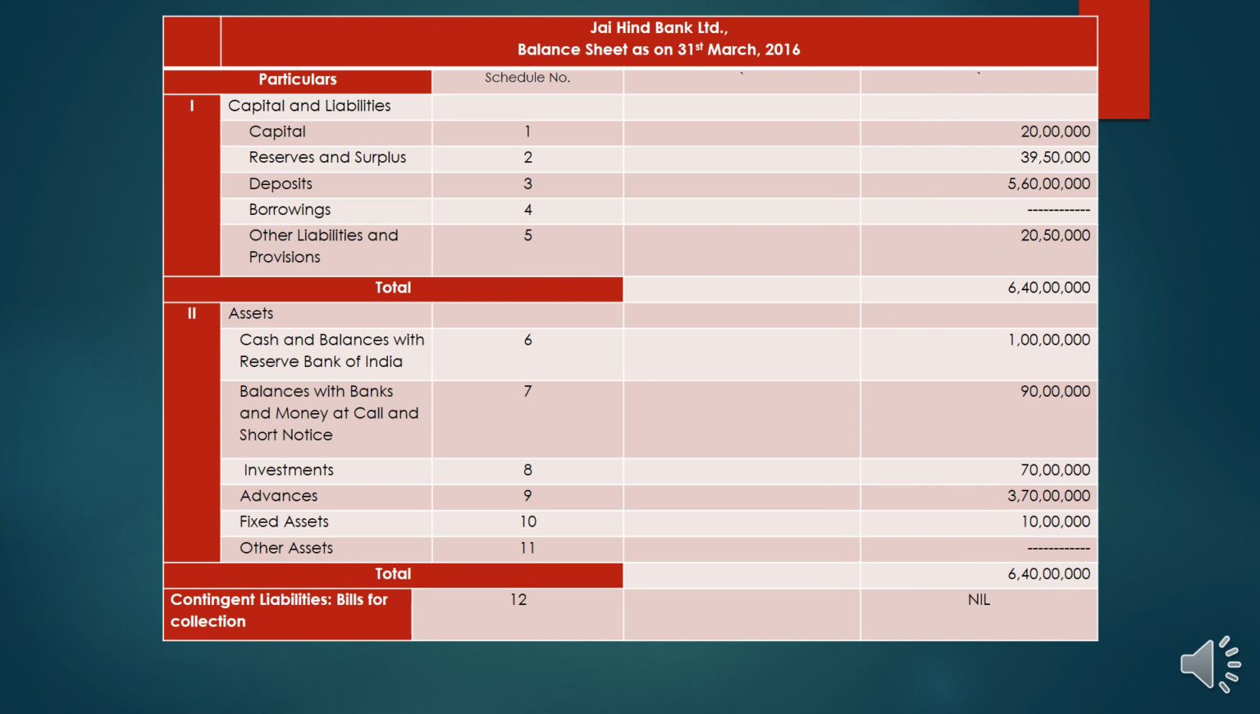Look at the balance sheet. Capital 20 lakh, reserves and surplus 39 lakh 50,000, deposits 5 lakh 60,000, other liabilities and provisions 20 lakh 50,000. Next, assets: cash and balance with RBI, balance with bank, money at call and short notice, investments, advances, fixed assets, other assets. The total of balance sheet is 6 crore 40 lakh. And here we don't have any contingent liability.